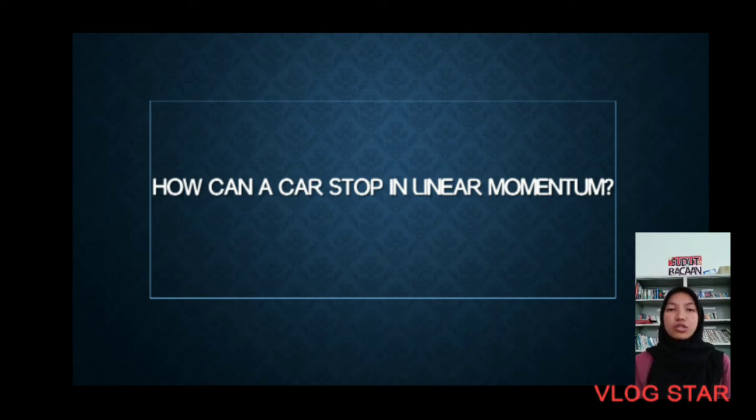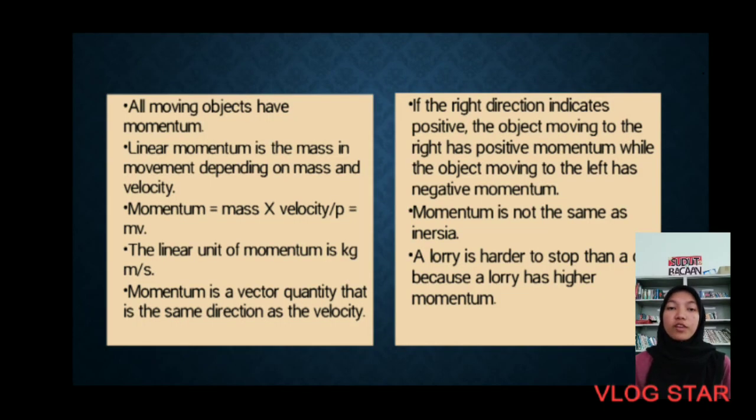I will continue our topic about how a car can stop in linear momentum. All moving objects have momentum. Linear momentum is the mass in movement, depending on mass and velocity. The formula of momentum is mass multiplied by velocity, or we call it P equals mv. The unit of linear momentum is kg m/s.